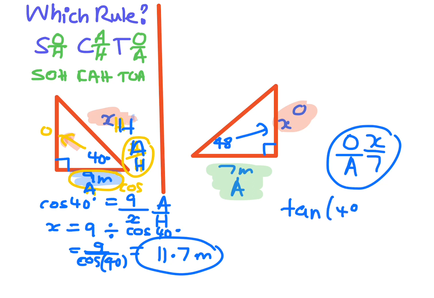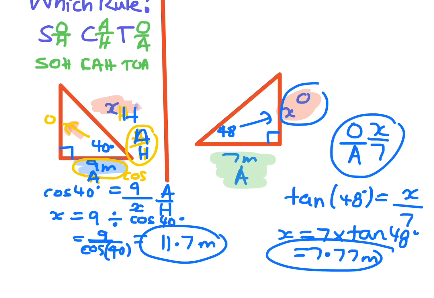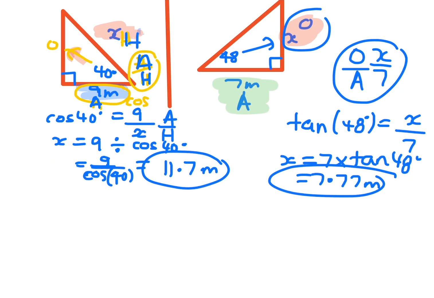So setting up, tan of 48 degrees equals opposite, because that's the first one, which would be X, on the adjacent, which is 7. You notice that X is on the top, so it'll be 7 times tan 48. And then you just have to work that out, 7 times tan 48, and you end up with 7.7 meters. So when you're thinking about this, basically, when you're trying to work out which one comes first, which one has X on the top.